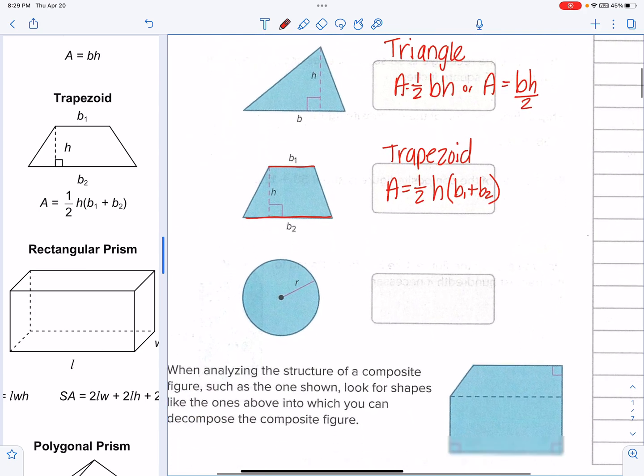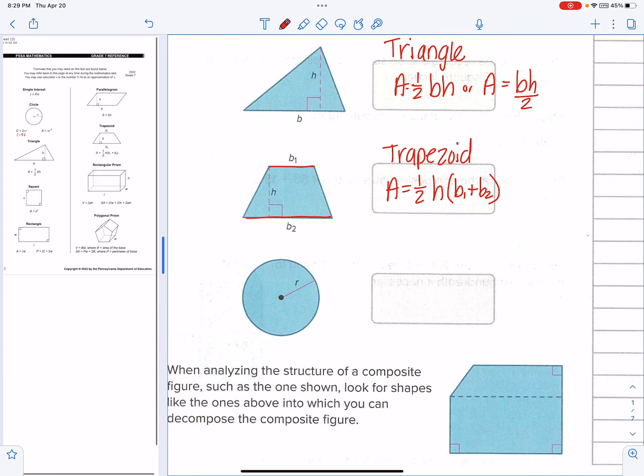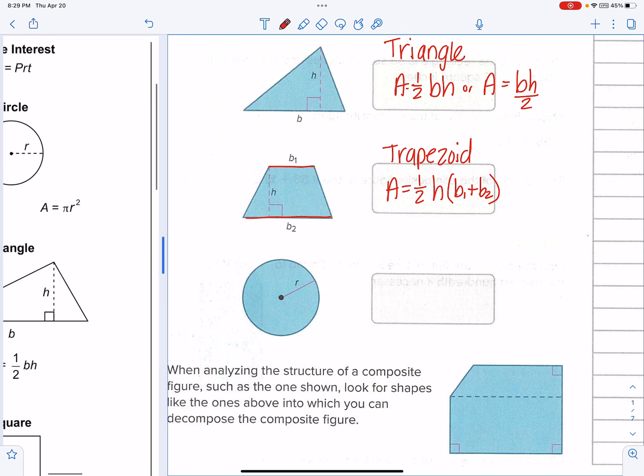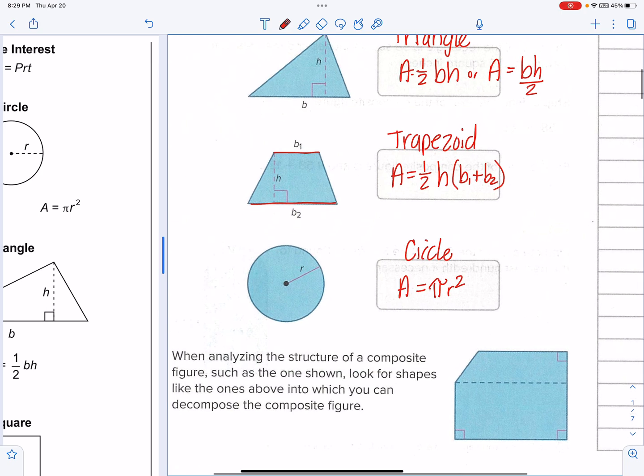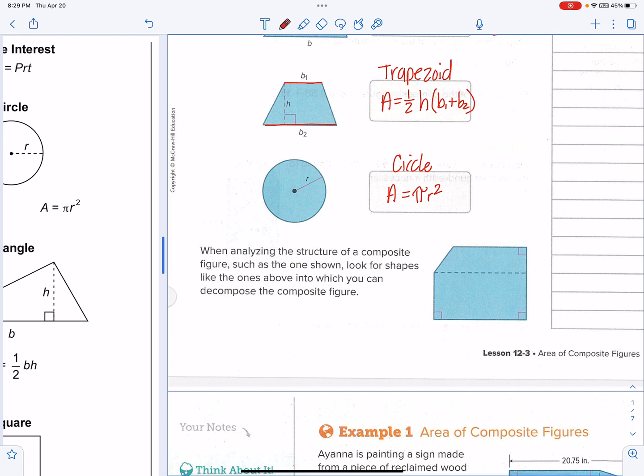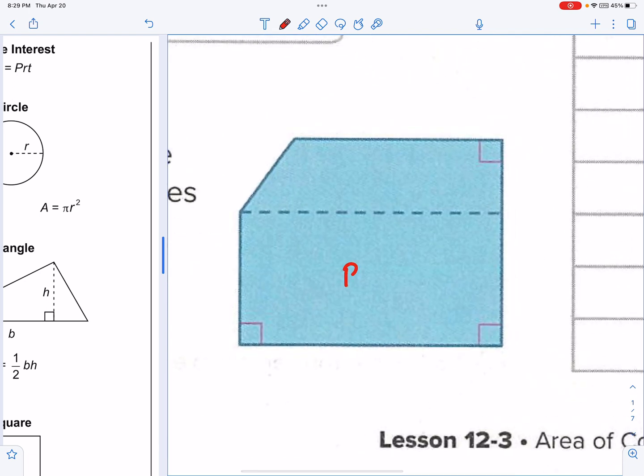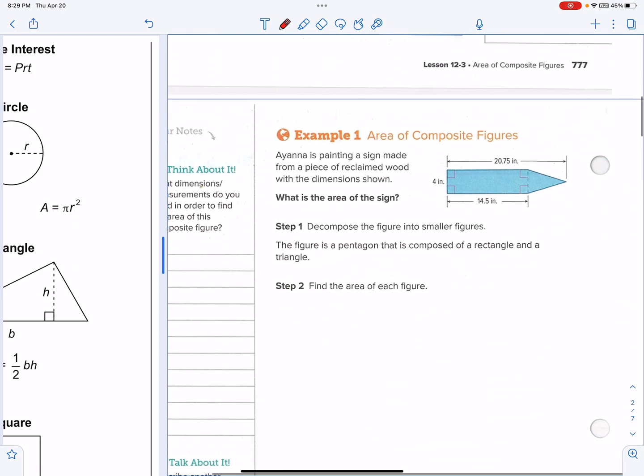And then our next one is obviously a circle, and we know the area for a circle. Let's write circle: area equals pi r squared. When we're decomposing something, we would look at this and say, oh, I see a rectangle here, so I can find the area of a rectangle, and then I can find the area of the trapezoid, which has two parallel lines. Then you would add those two areas together and get a total. So that's our focus today.